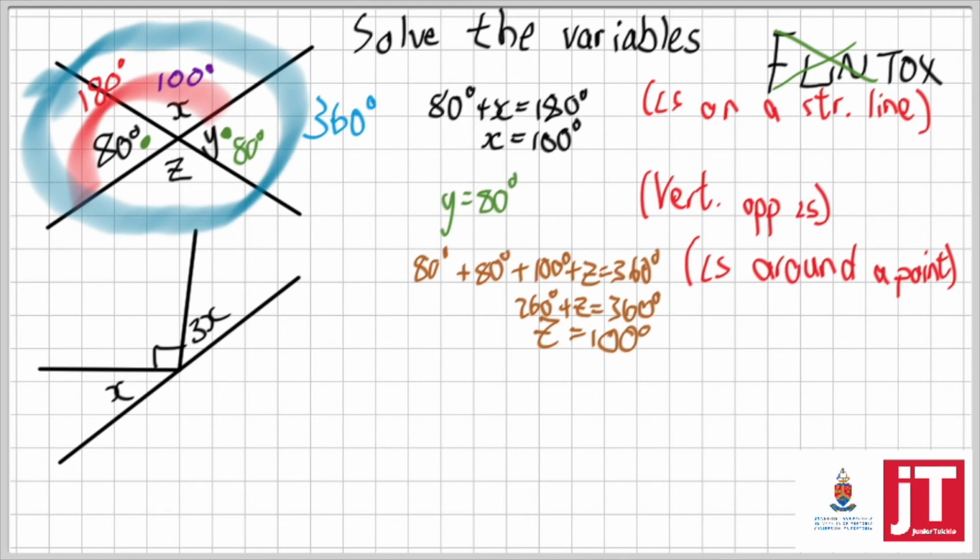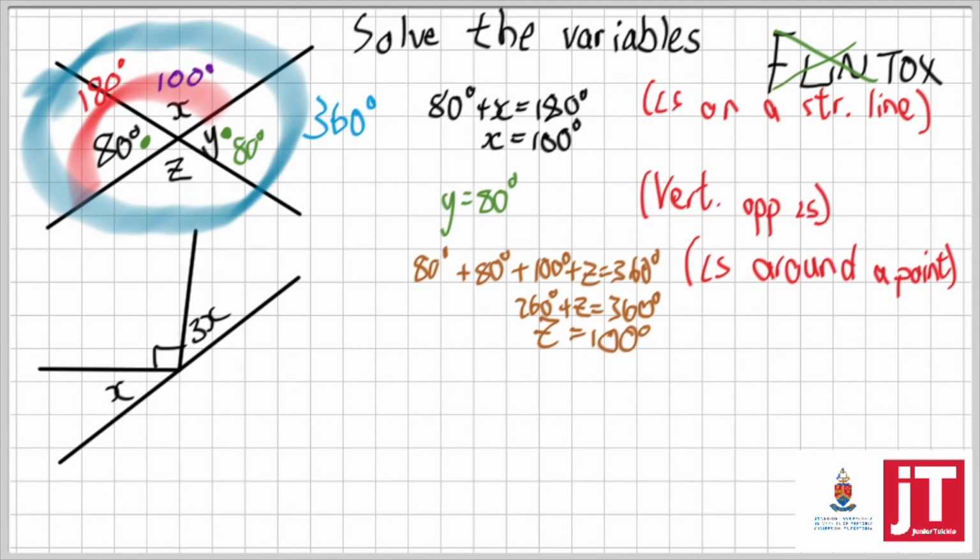You might sit there on the other side of the screen and go, but wait, sir, you could have just done vertically opposite or angles on a straight line, and you would be 100% correct. But I just wanted to do this for the fun of it, to show you how revolution angles or angles around a point work. Now let's go on to the next question.